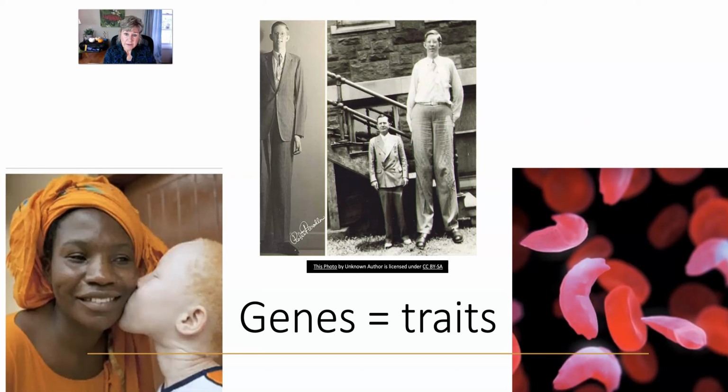The lower left picture shows you a little boy who has albinism. And albinism is a trait where there is a lack of melanin production in the body. That is a recessive trait, and it is in a single gene. Well, actually, there are different types of albinism, but anyway.